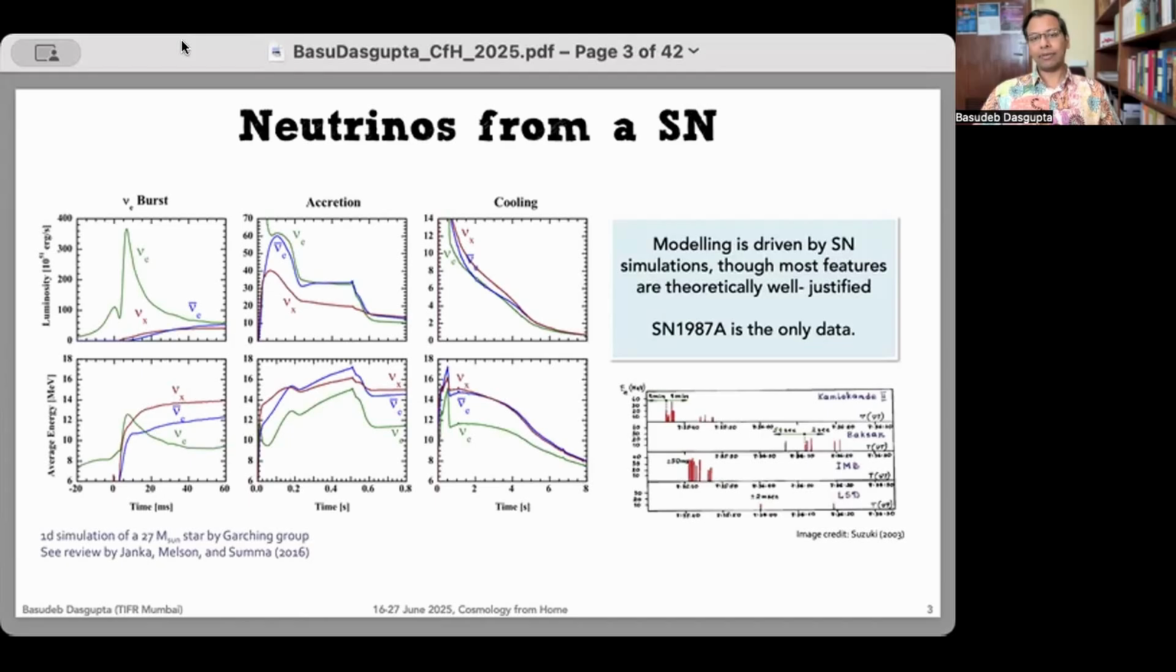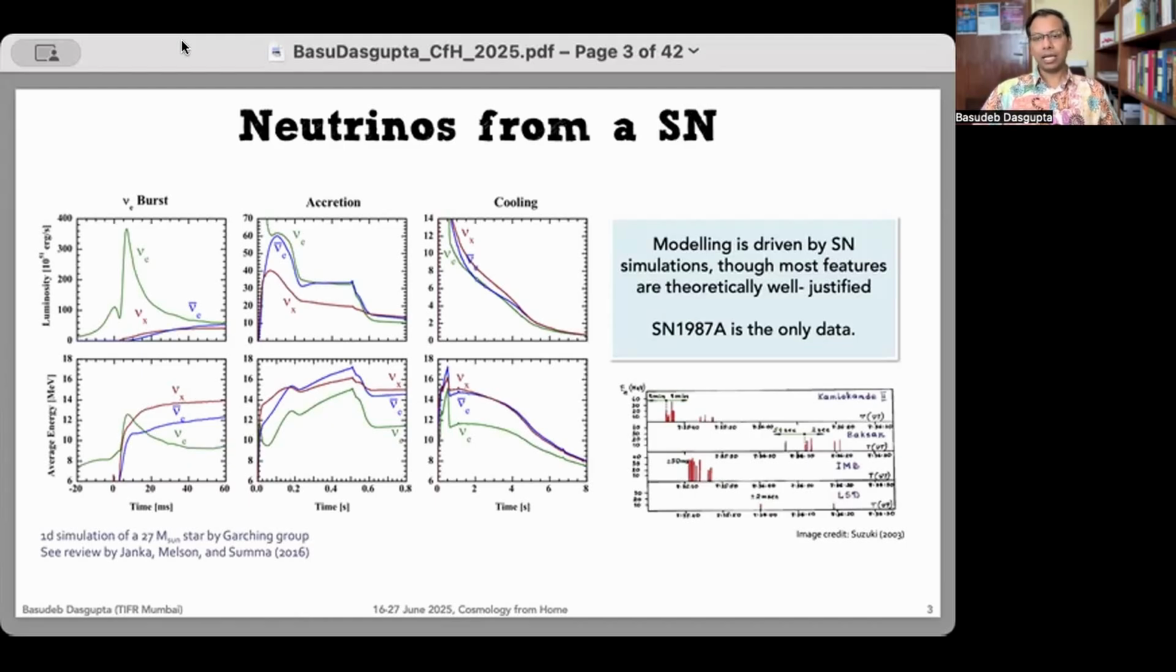The only data that we have is from the one supernova that exploded in our neighborhood in the Large Magellanic Cloud. This is supernova 1987A. And we observed about 20 odd neutrinos from that supernova. This is partly because the detectors that we had in 1987 were much smaller than what we have now. Nevertheless, these 24 or so neutrinos were detected, and an original handwritten slide by Suzuki is shown here on the bottom right.